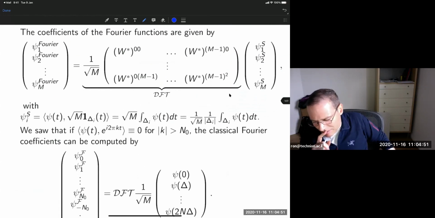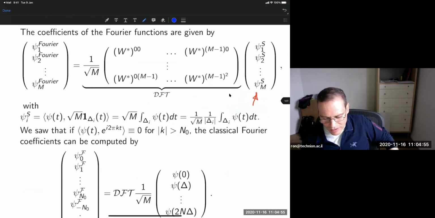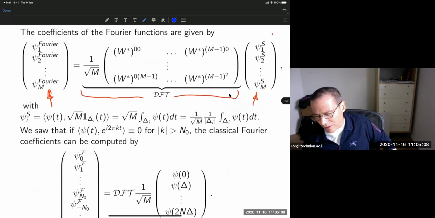Now, what is the relation between the standard coefficients and the new Fourier coefficients? These are the standard Fourier coefficients that we refer to. It would be nothing but taking the DFT matrix and multiplying the standard coefficients. As we have seen before, if the standard coefficients are given as such, it would be just the average of the function at each and every interval.